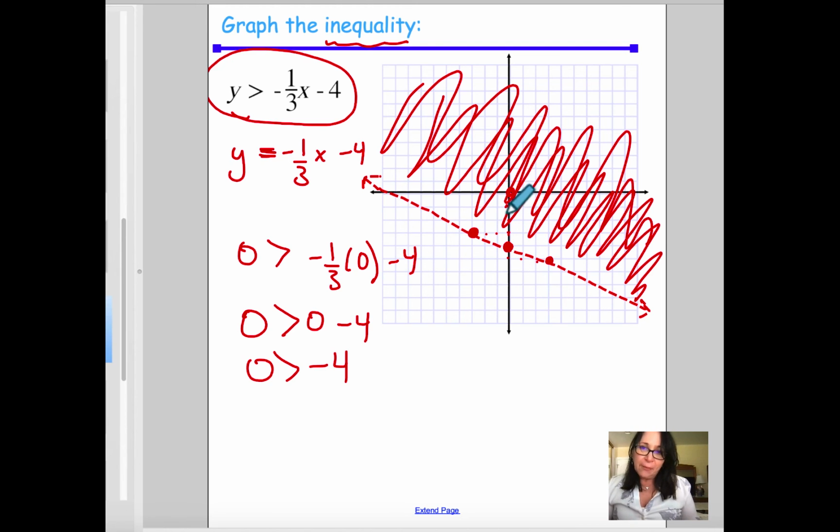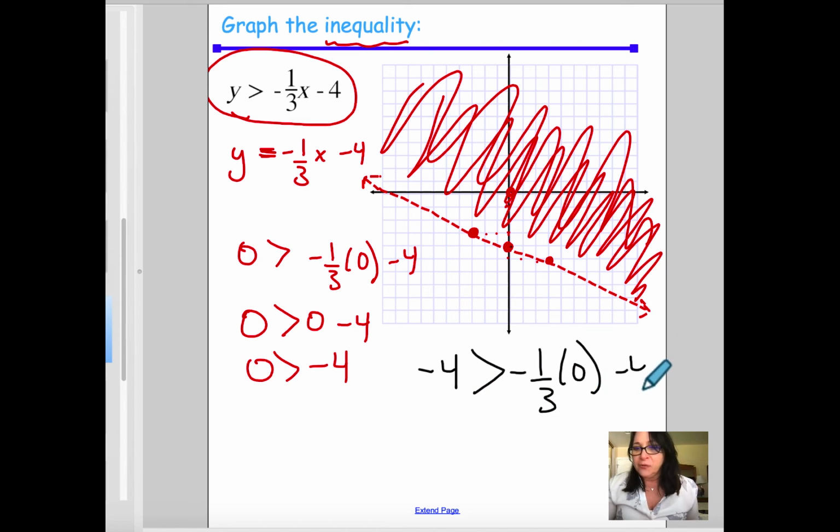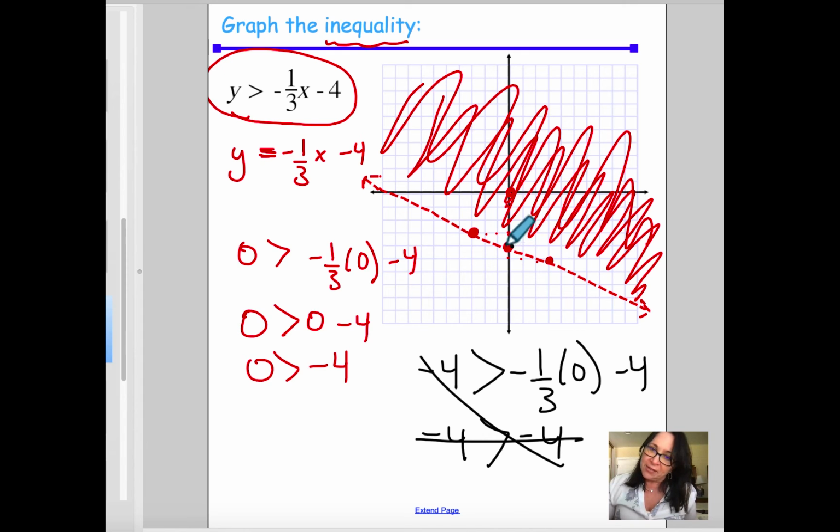Now, I do want to make it very clear that you cannot choose any value on the line. So, for example, I cannot choose (0, -4), because that would mean negative 4 is greater than negative 1/3 times 0 minus 4. That would say negative 4 is greater than negative 4, which is not true. So do you see how I picked this point, (0, -4), thinking that I would be able to plug that in and satisfy my equation, but it doesn't work because it's got to be greater than and not equal to.